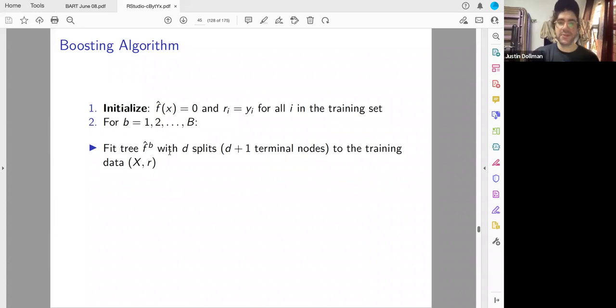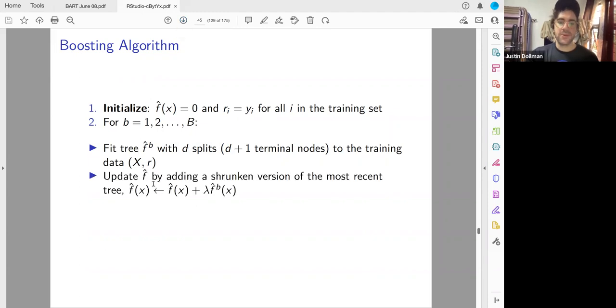So we're going to fit, really, ideally, if I were pedagogically astute, I would have just left this whole clause out, because the point of the algorithm is that we're going to fit the Bth tree to the training data. And then we're going to update the big function. So notice that F doesn't have a superscript here. And superscripts and subscripts are going to get real crazy when we get to the next algorithm. So we update the big model by adding a shrunken version of the most recent tree. So here we have this updating arrow. And so we have what our function was, and we're adding this shrunken version.